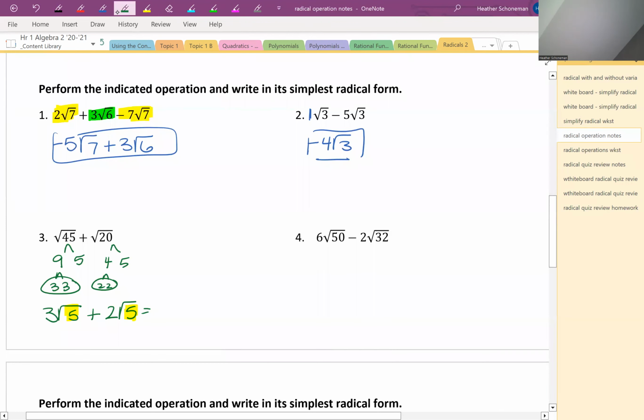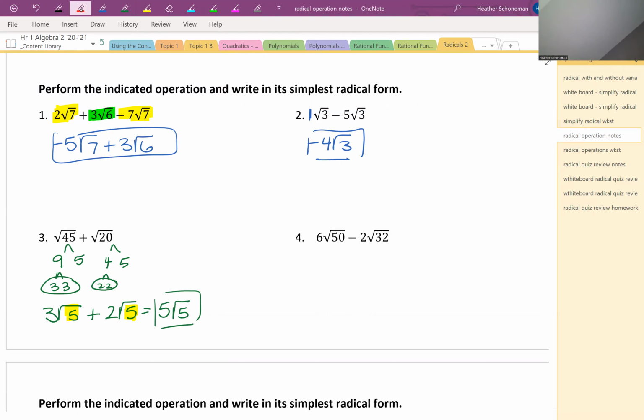So now I can just add them together. 3 plus 2 is 5. So I get 5 square root 5. You do not change what's under the radical. You just simply combine them together. They're like terms. Just like when you add 3x and 2x, you don't change the x's. You just get 5x. Same idea, but now it's radicals instead of x's.